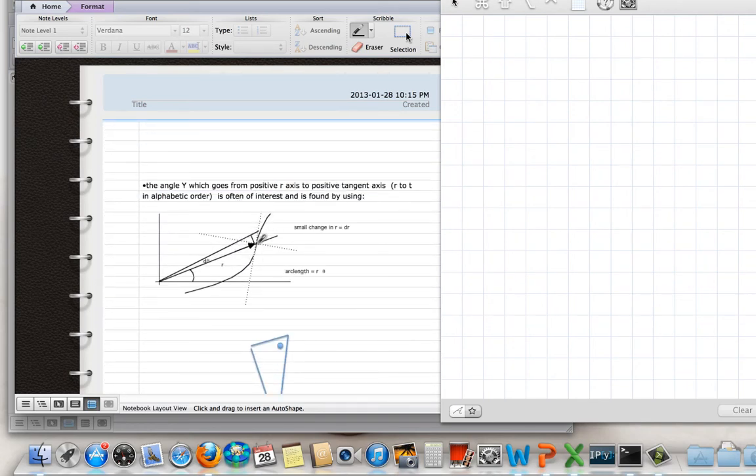So here's the particle at some initial time. There it is a little bit later. So there is a tiny change in r. That's a dr right there. From there to there. Here's a little bit of arc length. That's going to be, by the arc length formula, r d theta. That's that little bit right there.